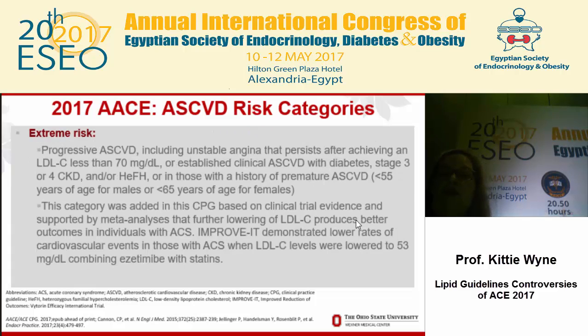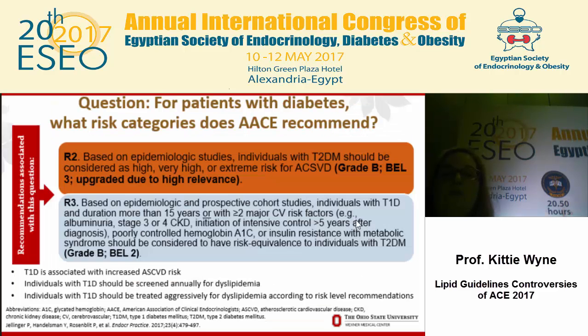And this is someone with progressive vascular disease, including unstable angina that persists after achieving an LDL less than 70, or established clinical disease with diabetes, stage 3-4 CKD, and/or heterozygous FH, or in those with a history of premature coronary artery disease. And this category was added based on clinical trial data that I'll show you, primarily from IMPROVE-IT, but after we published it, the 4S data also supports this category.